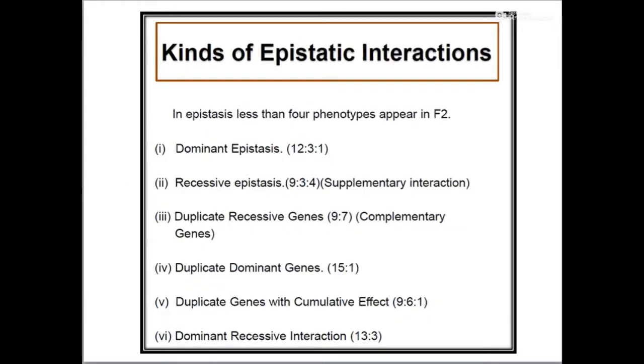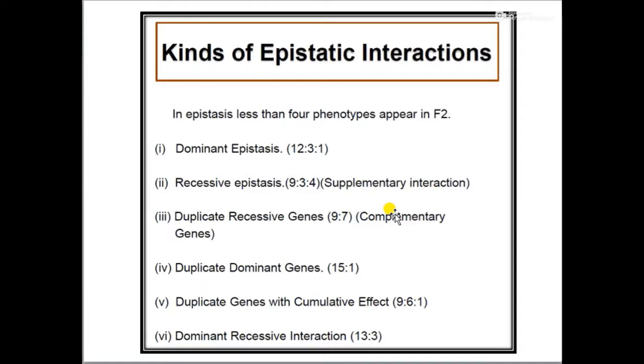So, as I mentioned earlier, epistatic interactions are of different types. It can be dominant epistasis, recessive epistasis, or duplicate recessive genes. That is, two recessive genes which, when duplicated, will give an action of an epistatic interaction, and they could also serve as complementary genes. And there are duplicate dominant genes, as well as duplicate genes with cumulative effect and dominant recessive interactions. Now you might think what is supplementary action, what is complementary action, and all that. We will be dealing with that in the coming classes.